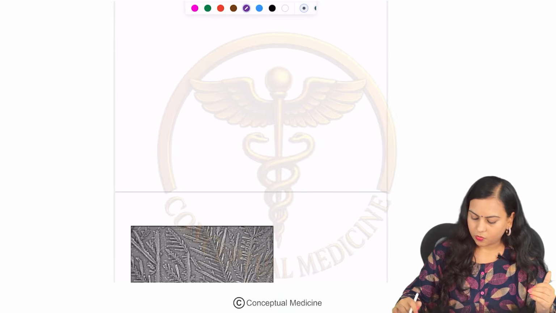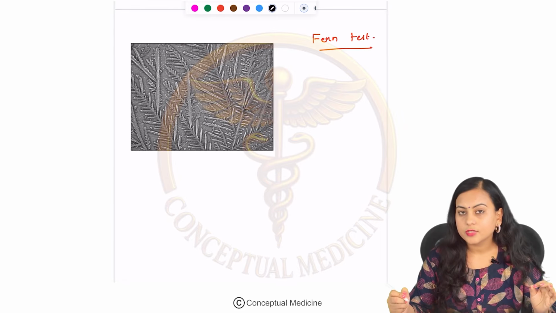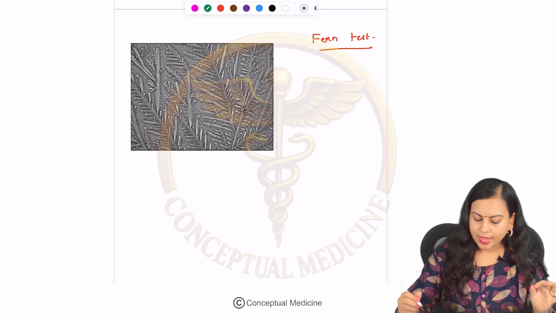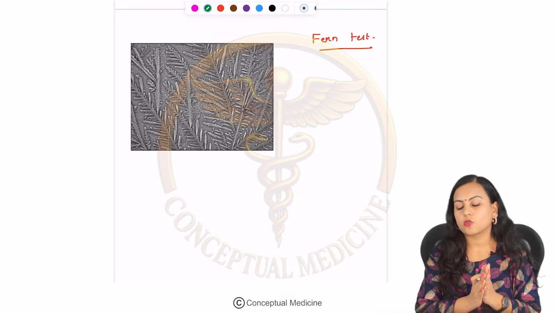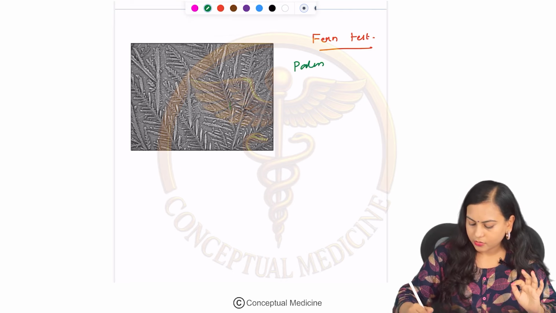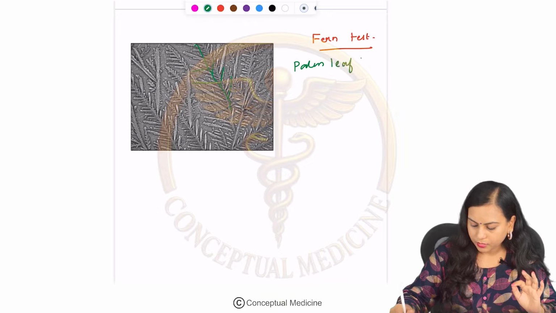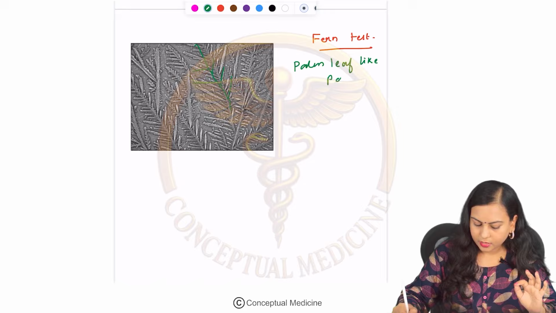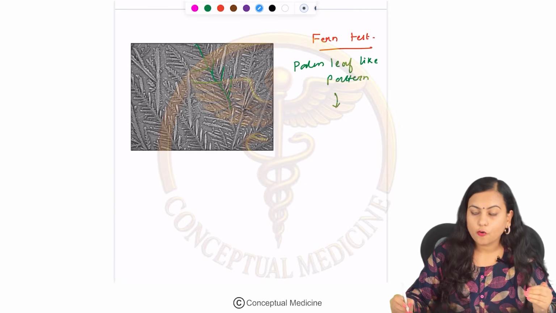Okay. Now, we also have something called the Fern test. Here, the cervical mucus will be taken on a glass slide and spread over, and when you see it under the microscope, you will be able to see a palm leaf-like pattern. Can you see? So, here you have a palm leaf-like pattern. This is due to the crystallization of sodium chloride.